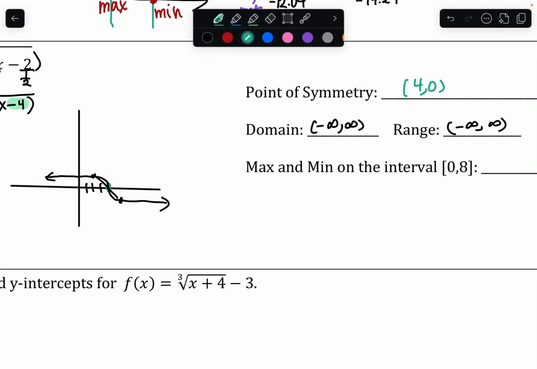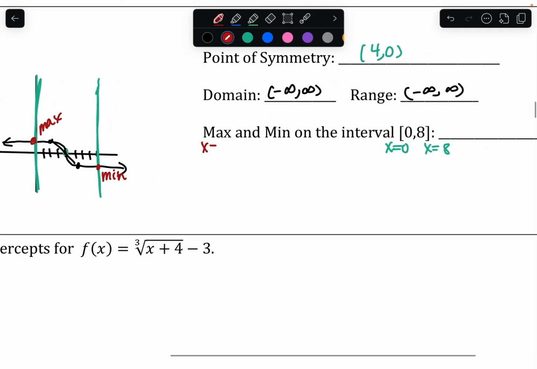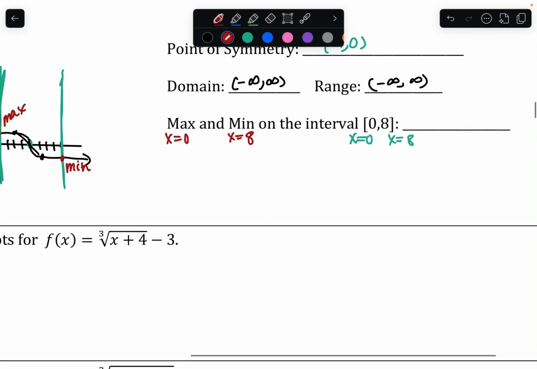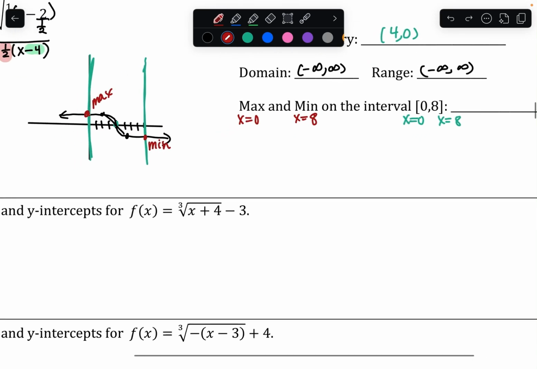And this time, my interval is going from x equals 0 to x equals 8. So starting at 0 and going to 8, it's really obvious that our maximum is occurring at the 0 and our minimum would be occurring at the 8. So if the question is asking for the max, you're plugging in x equals 0. The min, you're plugging in x equals 8. Of course, you could plug them both in and just see which number is bigger, but I'd rather just plug in one. So here we're finding both.